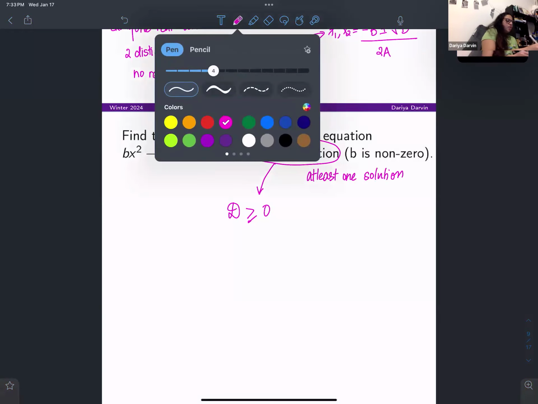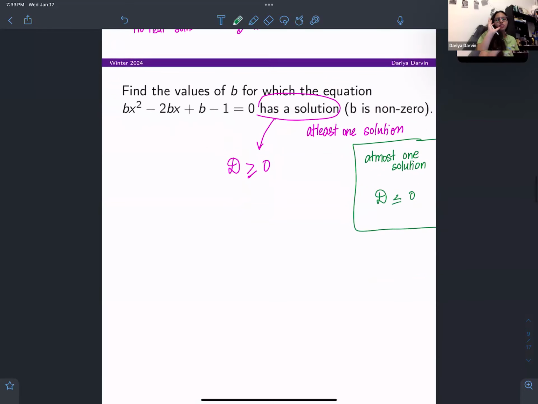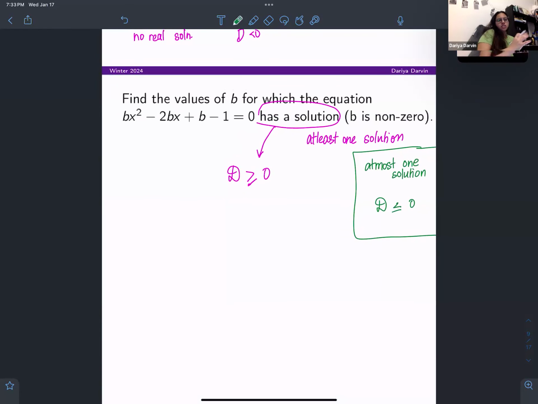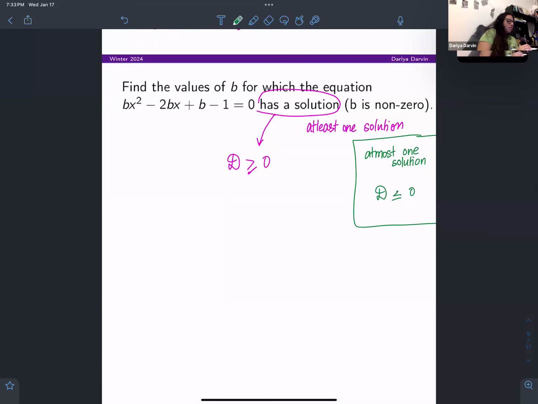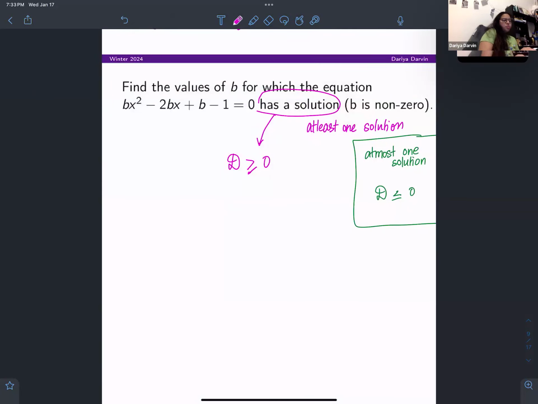Okay, aside, what if it was at most one solution? What will be the condition on D? Okay, excellent. So they can play around with this is what I'm trying to say. So if you get confused, think about it in English. Now, we'll do this question and then I'll give you a follow-up where being linear or not comes into play.